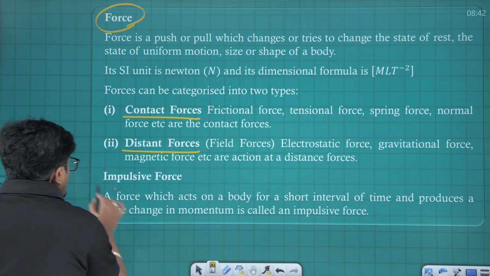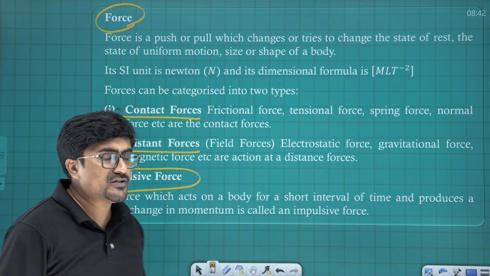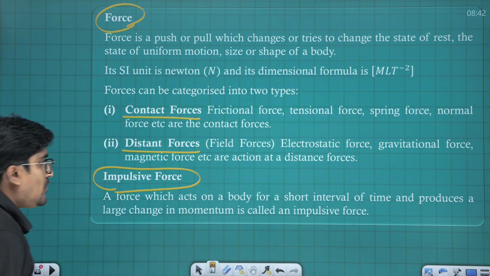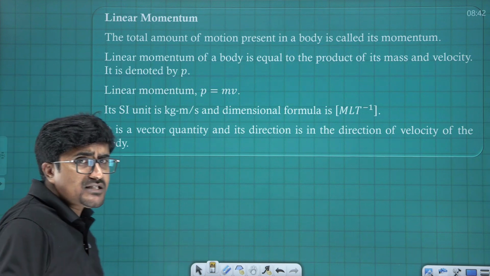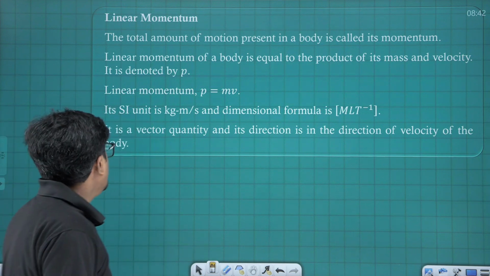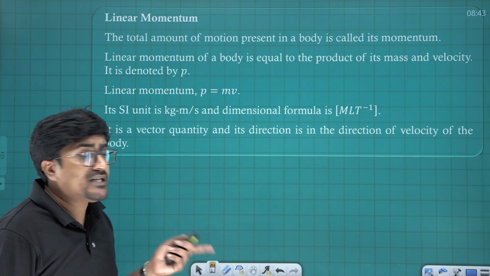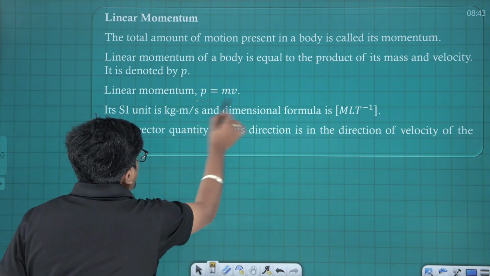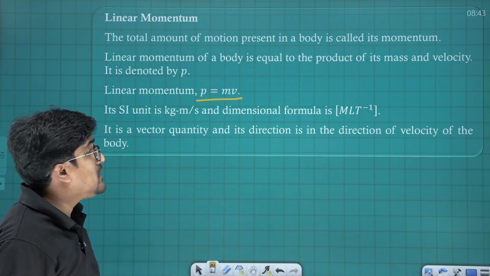Now next is impulsive force. Impulsive force means a large force acts on a body for a small interval of time. What do we call it? Impulsive force. Next is linear momentum. Mass multiplied by velocity stands for linear momentum. If a body has mass m and velocity v, then the linear momentum is m into v. Dimensional formula is MLT raised to minus 1.